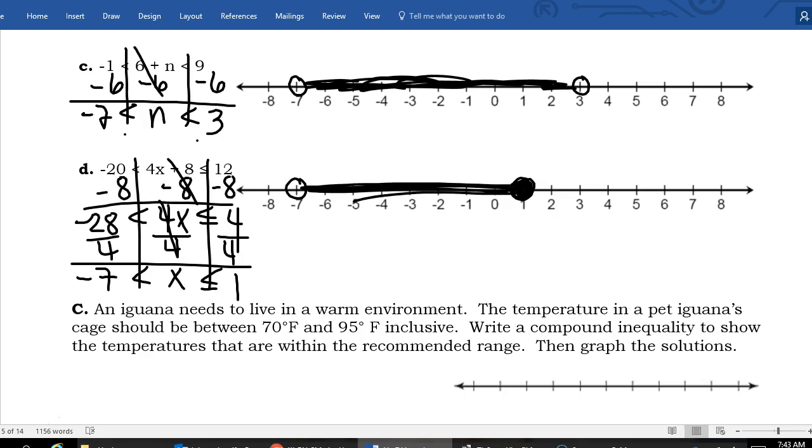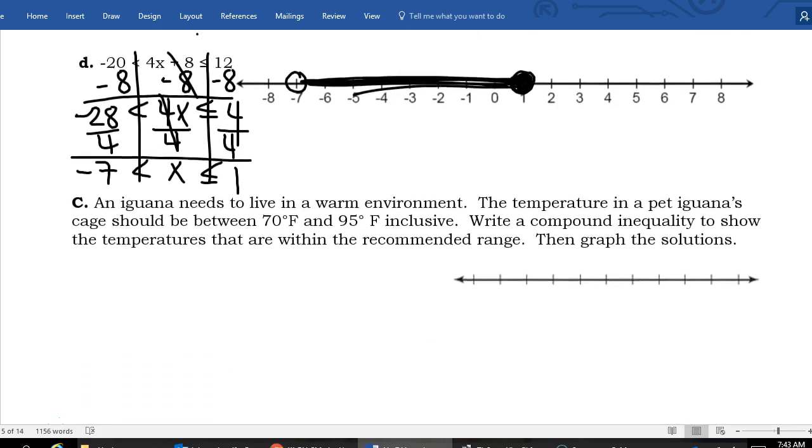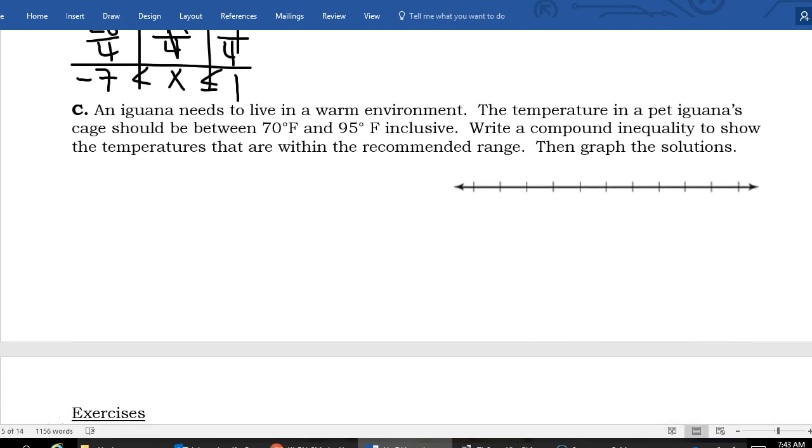Letter C is a word problem. Reads, an iguana needs to live in a warm environment. The temperature in a pet iguana's cage should be between 70 and 95 degrees inclusive. Write a compound inequality to show the temperatures that are within the recommended range, then graph the solutions.